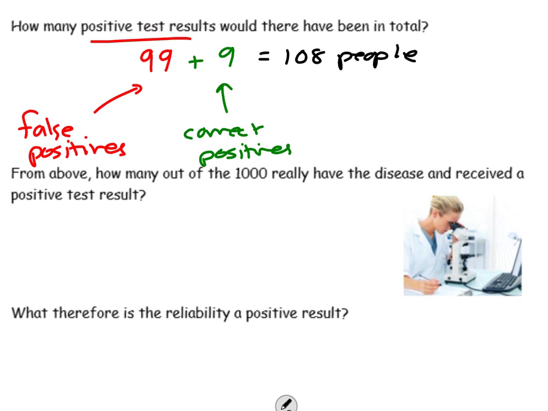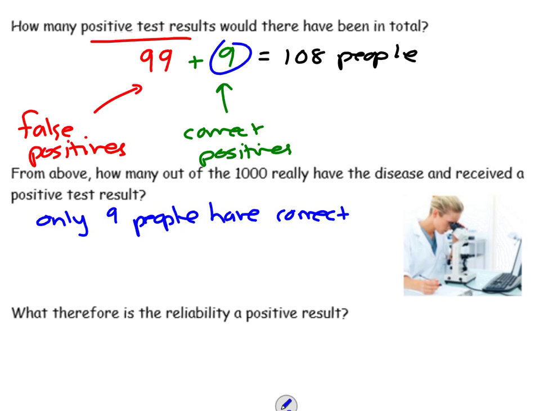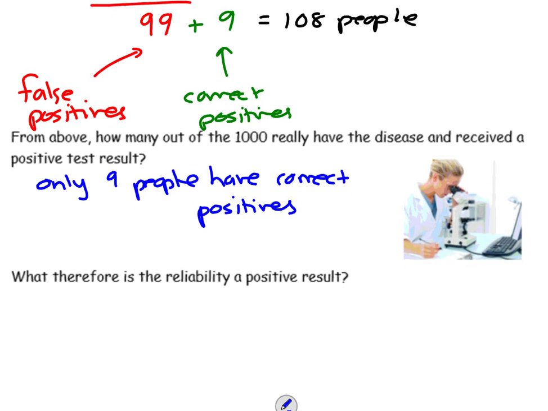So from above, how many out of the 1,000 really do have the disease and received a positive result? So only 9 people. Just ask me to look up and observe. Only 9 people have correct positives. That comes from here. This is required because it helps us out with the next part, so write that down and make note of it. What therefore is the reliability, the accuracy, of a positive result?